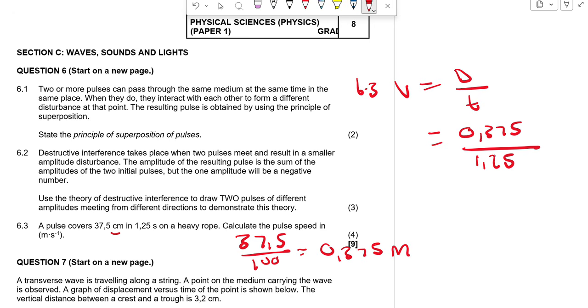We press our calculator, we're going to get 0,3 meters per second. That's how we calculate our speed in this case. I hope you understand it. Okay, thank you so much. Let's move to the next question.